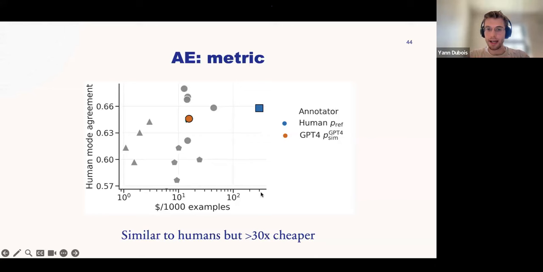Here you see on the x-axis the price for 1,000 examples. So humans, we use MTurkers here. This is around $300 for 1,000 examples. And here on the y-axis, you see the human mode agreement. So what is the agreement between one human and the mode of all the other humans? Basically, how much humans agree with each other. You actually see that the metric is very low, 66%.